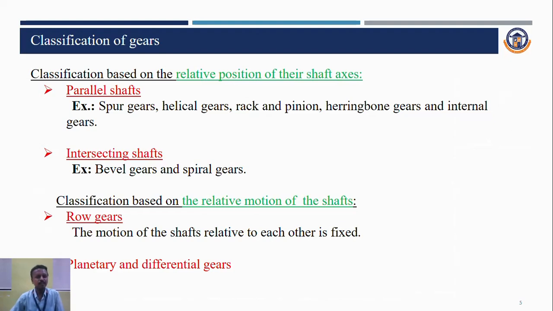And then classification based on the relative motion of the shaft. First one will be row gears. The motion of the shaft relative to each other is fixed. Second one will be planetary and differential gears. Planetary gear means combination of two or more gears is called as planetary gears. Differential gears means left and right side wheel. When you are turning, the right side wheel has to cover more area. So for that difference in areas, differential gears are to be used.